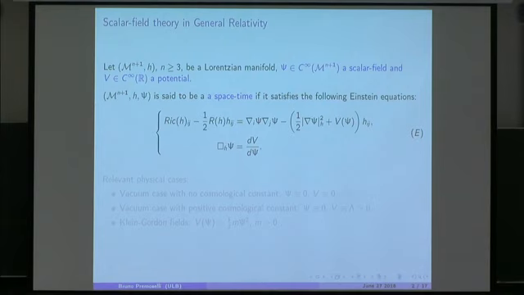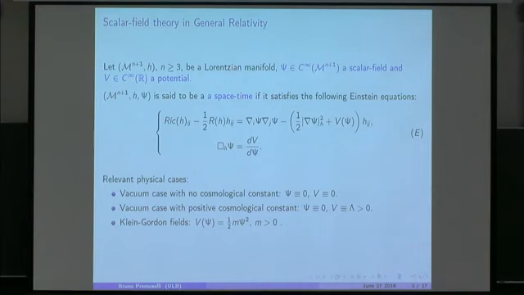Okay, so this scalar field setting can be used to model relevant physical cases, like the vacuum case, for instance. You take everything to be 0, psi and V, the vacuum case with a positive cosmological constant. You take your potential V here to be a positive constant, and also if you play with quadratic potentials, you will end up having massive Klein-Gordon fields, right? So this is just the setting.